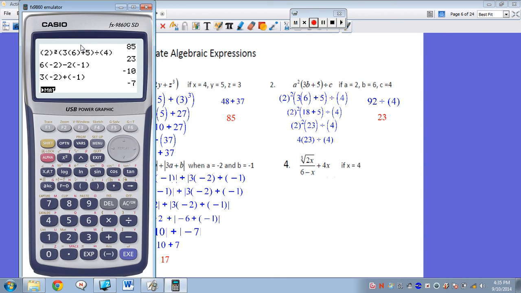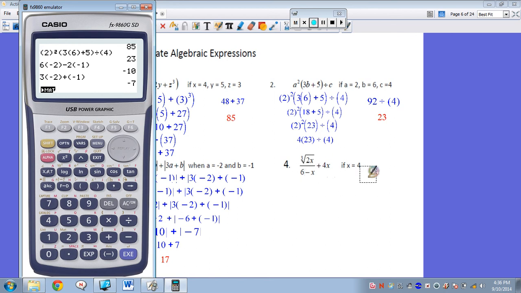Alright, the last problem, number 4. You've got the cubed root of 2x divided by 6 minus x, plus 4x. So for a second, forget this plus 4x and just imagine you just had this fraction right here. So remember, when I said when you have a fraction, you always figure out what the numerator is first, then you figure out the denominator, and then divide them.